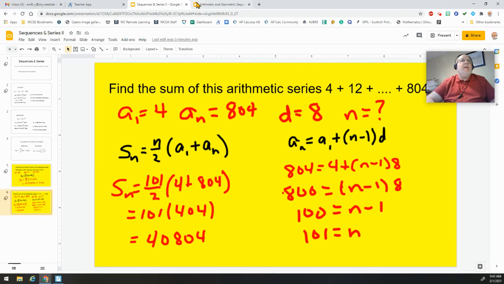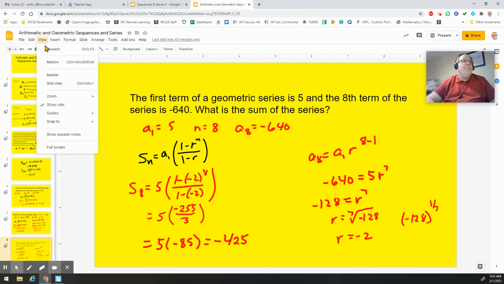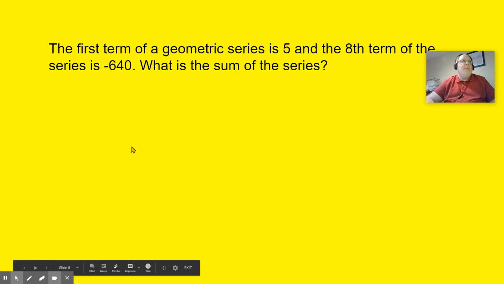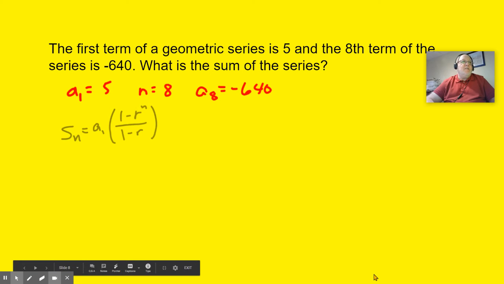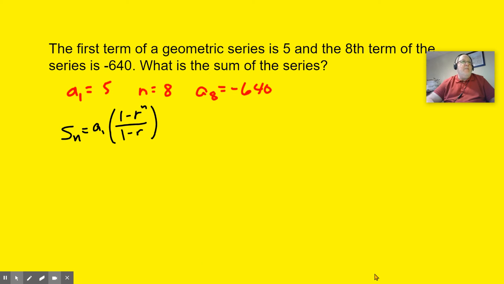Now, taking a look at another example, the first term of a geometric series is 5, and the 8th term of the series is negative 640. What is the sum of the series? Okay, so it's geometric. The first term is 5. There are 8 terms, and the 8th term is negative 640. For us to find the sum, we need a sub 1, r, and n. When we have a sub 1 and n, we need r.